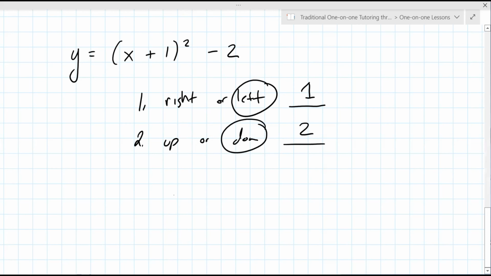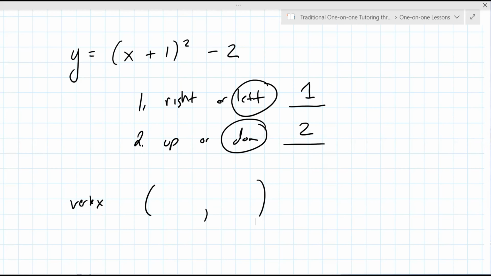Okay, so where's the vertex? The vertex is an ordered pair. Oh, the vertex is 2 and 1? Or no. If you're not sure, let me graph it and then we can look at it. I'm a little confused. All right, so let me go back to the other screen here.